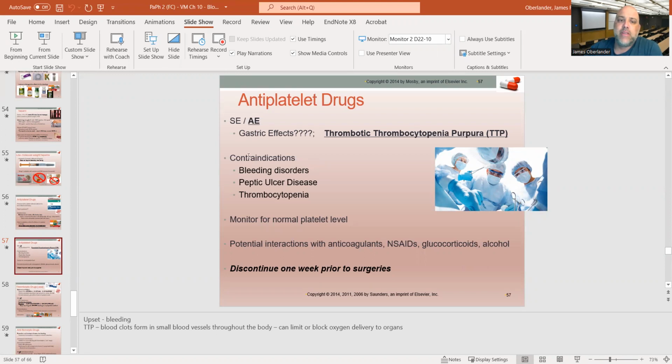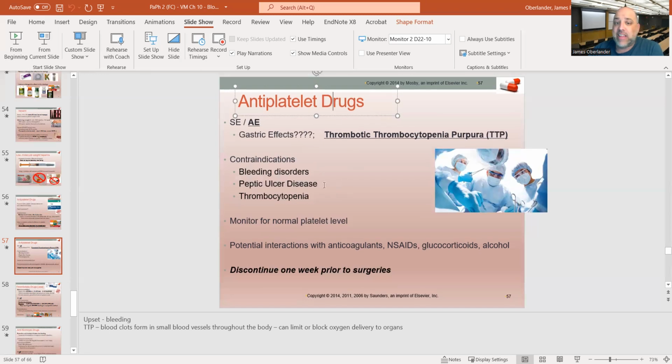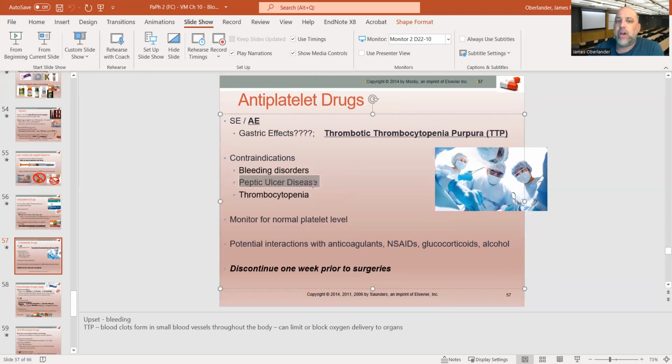with this drug. Contraindications, obviously, if you already have bleeding disorders. Antiplatelets, because of how they work on the gastric lining and a part of the protective mucus of the stomach, you do not want to give antiplatelets or NSAIDs. You don't want to give NSAIDs to people who have peptic ulcer disease. It's a no-no. You don't want to give steroids to people that have peptic ulcer disease either. And then thrombocytopenia is if you already have low platelets, we don't want to give you a drug that affects the platelets any more than they already are.